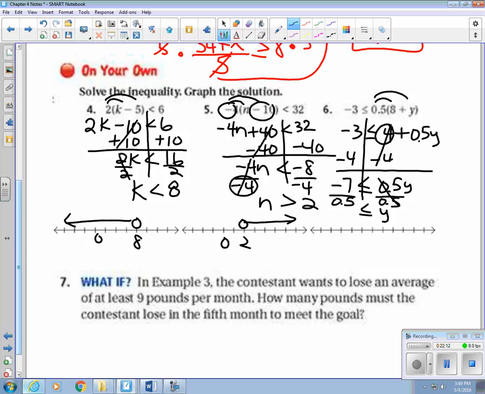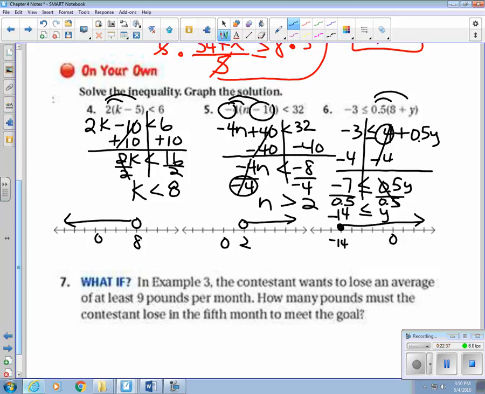Negative 7 divided by 0.5 is negative 14. Oops, forgot the 1 there. Negative 14. To graph this, I need a 0 on my number line. I need a negative 14 somewhere to the left of 0 because negative 14 is less than 0. Y can be greater than or equal to, so that's going to be a closed circle, and greater than is an arrow to the right.